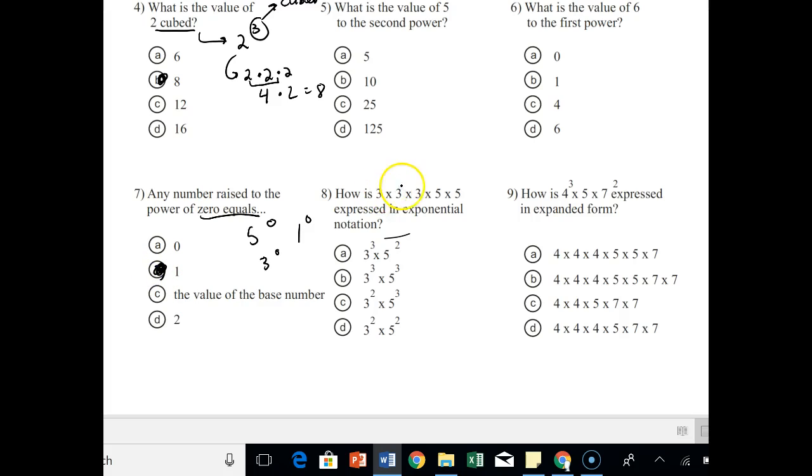How to express 3 times 3 times 3 times 5 times 5, and that's expressed as, okay, I have three 3's, 1, 2, 3, so that's 3 to the 3rd, and two 5's, so that's times 5 to the 2nd. So 3 to the 3rd, 5 to the 2nd. Right? And I'll let you take care of 9.